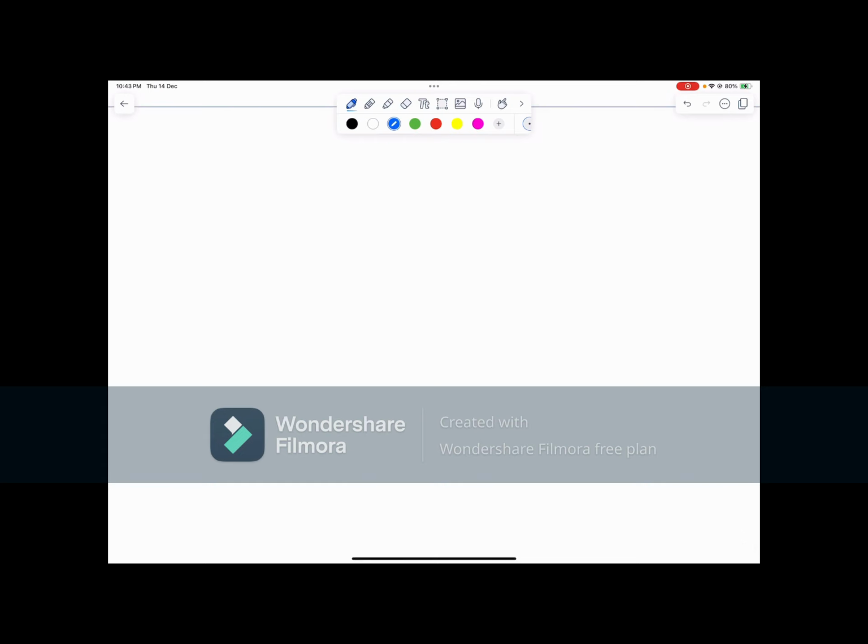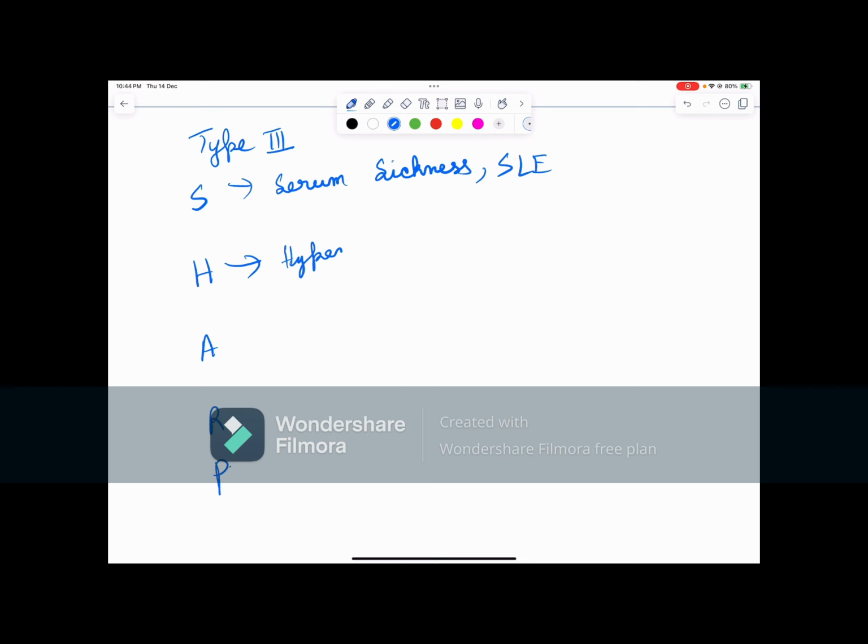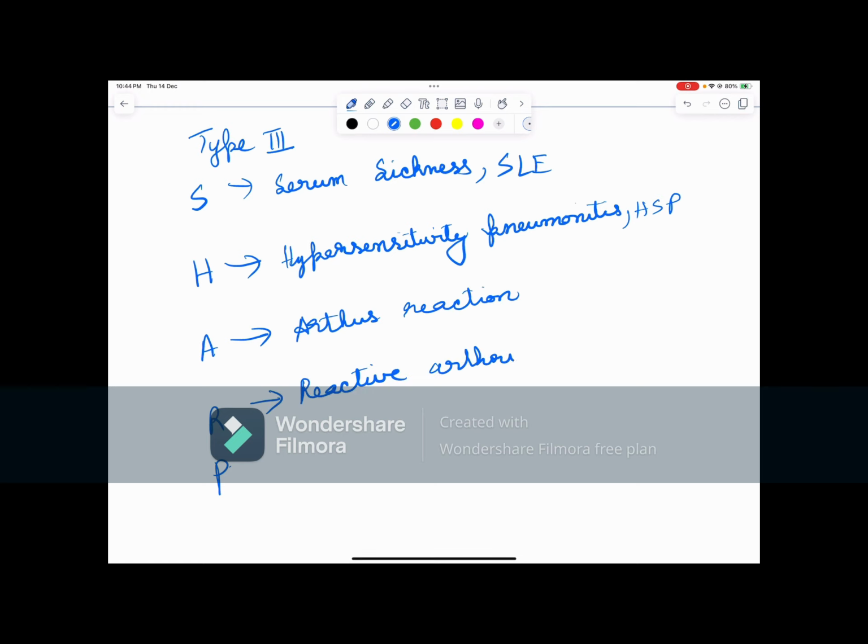Now many of the diseases taught here are related to hypersensitivity. So we have type 3 hypersensitivity mnemonics. How can you remember? SHARP. In this you will have serum sickness and SLE, hypersensitivity pneumonitis, and Henoch-Schonlein purpura, Arthus reaction, reactive arthritis, rheumatoid arthritis, and we have PSGN and PAN.